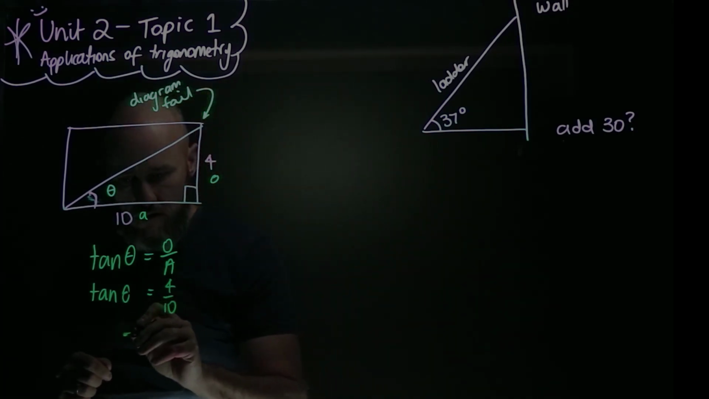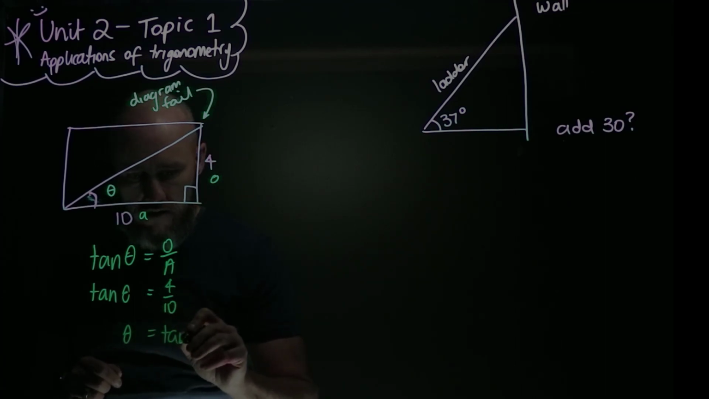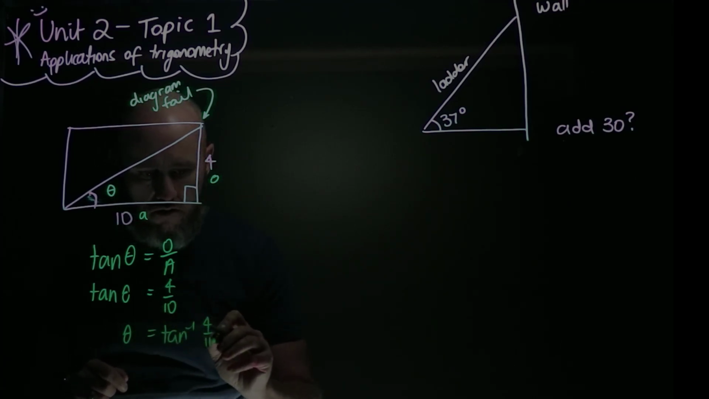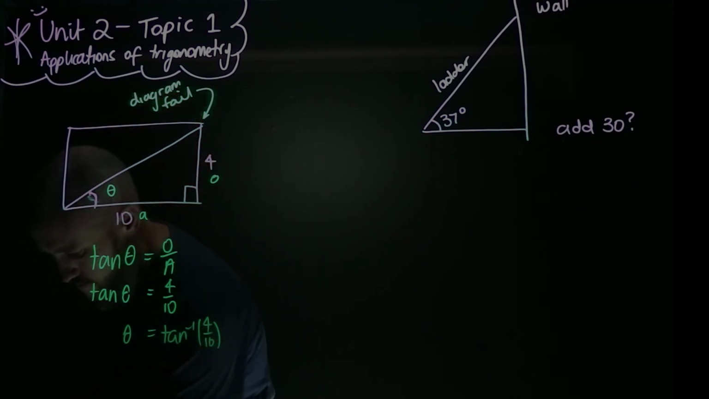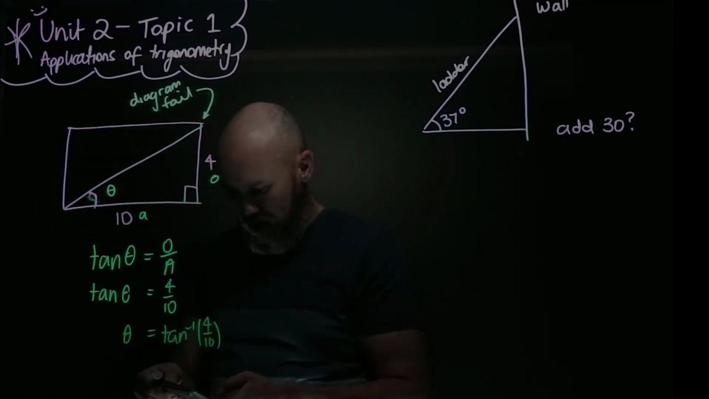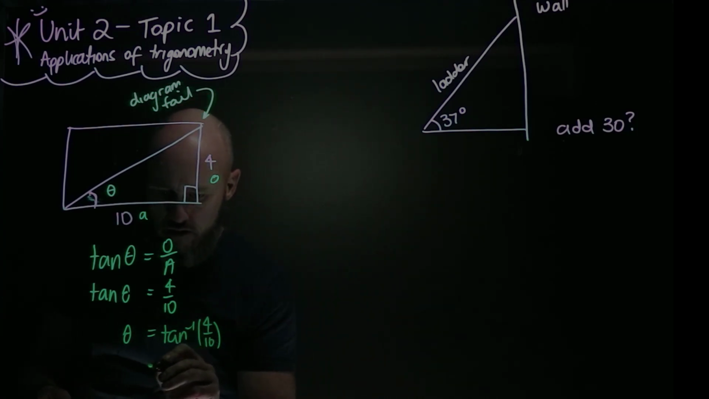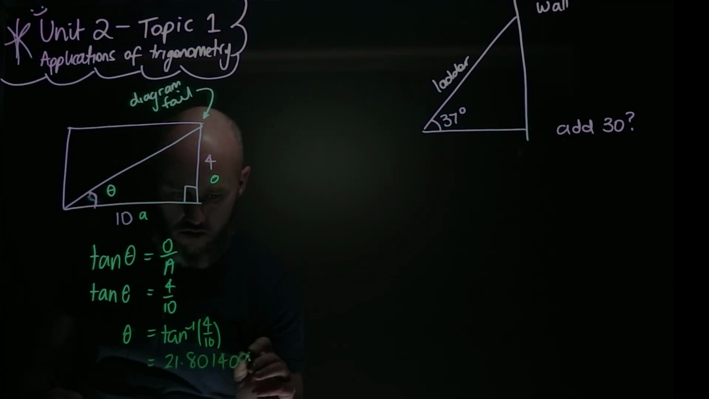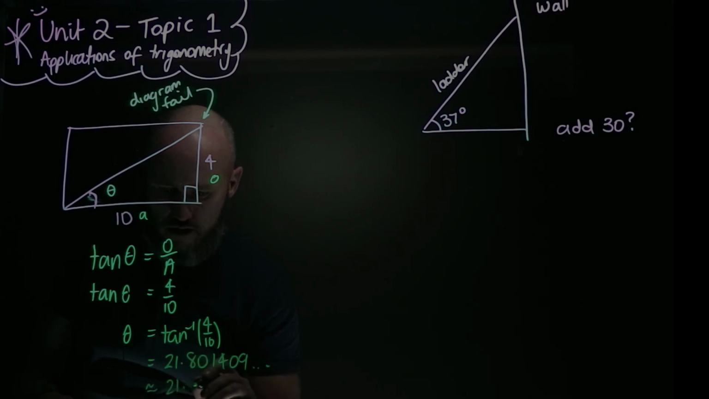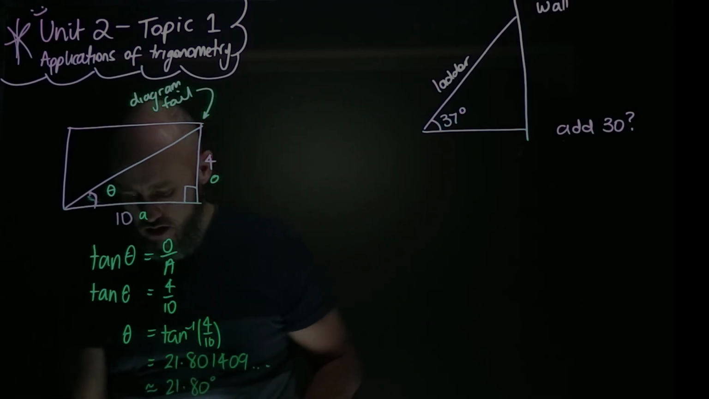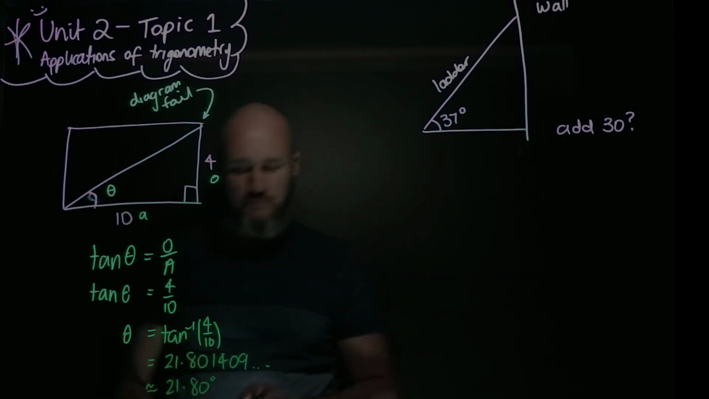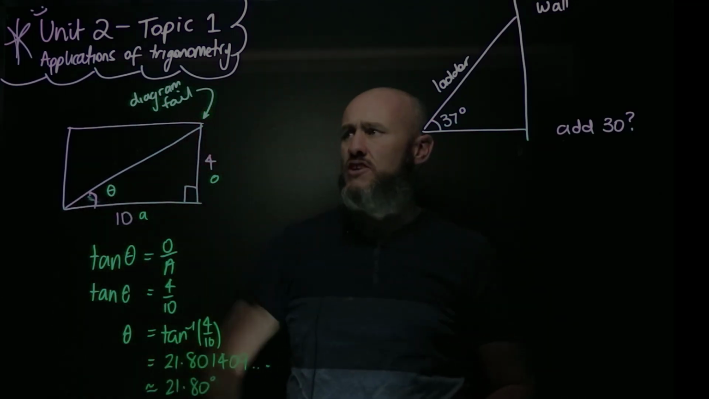So now, theta is equal to tan inverse of 4 over 10, or 0.4 if you like. And we get shift tan of 0.4, that's equal to 21.801409... and we'll write our approximate answer as 21.80 degrees, 2 decimal places, as expected. So there's a simple interpretation type example.